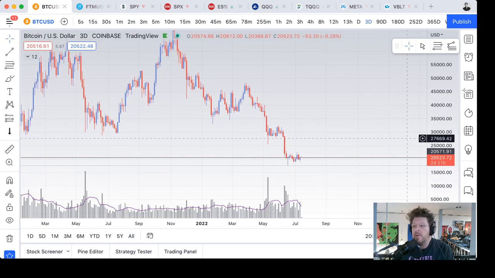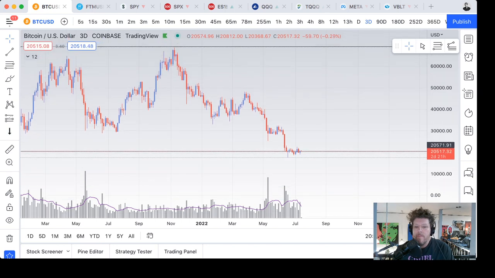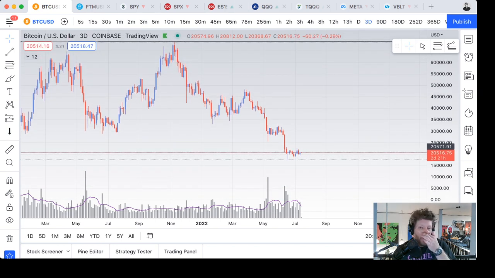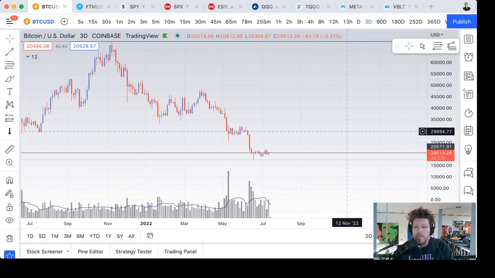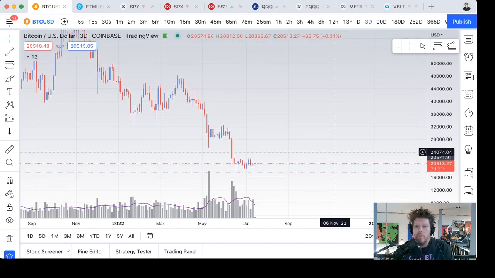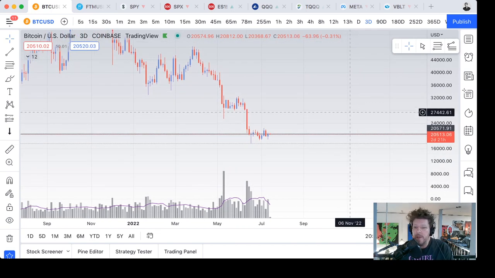So if I was going to add some more horizontal support, and again, I always start with horizontal support before I dive in and start doing the diagonal lines. Everybody wants to draw the diagonal lines. Diagonal lines can be tricky because sometimes they're just a little uptrend. Sometimes they mean something, sometimes they don't. So kind of talking about market structure here too.